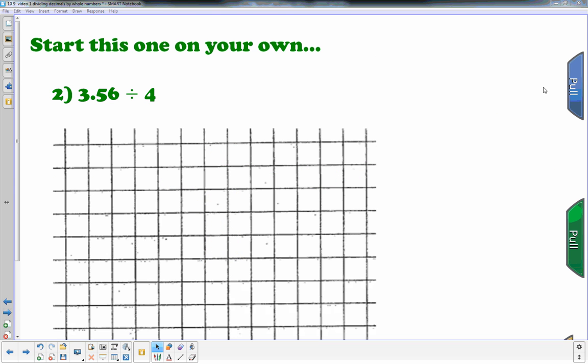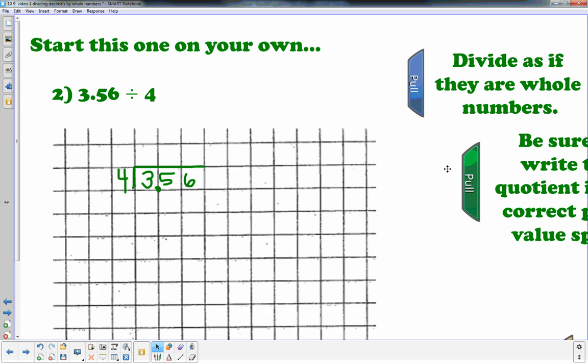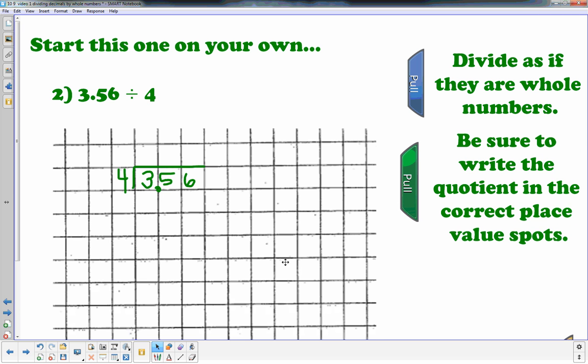Start this one on your own. First, divide as if they're whole numbers. Press play when you're ready to go over it. All right, let's review your work. Make sure you're writing that quotient in the correct place value spots.